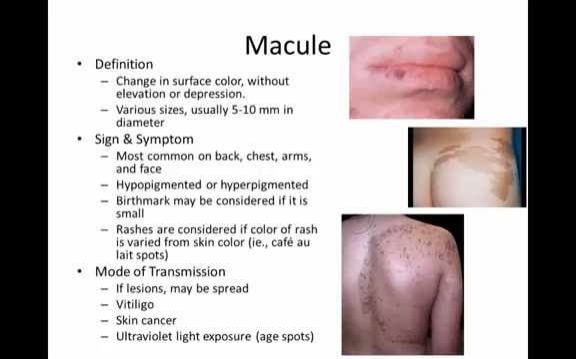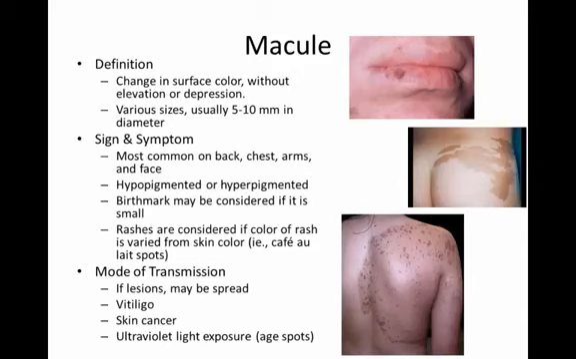A macula is a change in surface color without elevation or depression. They come in various sizes, usually 5 to 10 millimeters in diameter. They are most common on the back, chest, arms, and face. They can be hypopigmented or hyperpigmented skin tissue. A birthmark may be considered if it is small.